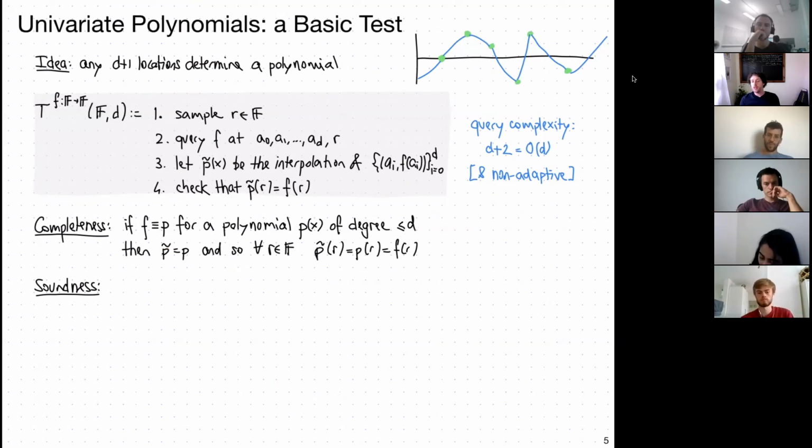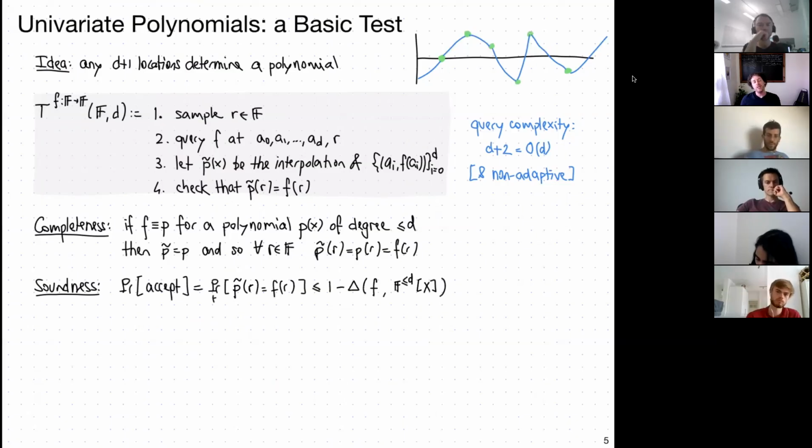Alexandros is asking whether it's enough to take D+1 points deterministically and just the extra point at random, and yes, that is enough. And this is actually what we're doing here with these points. And to continue with soundness, this is actually also very simple, because we have the simplest bound that says, what is the probability that we will accept?